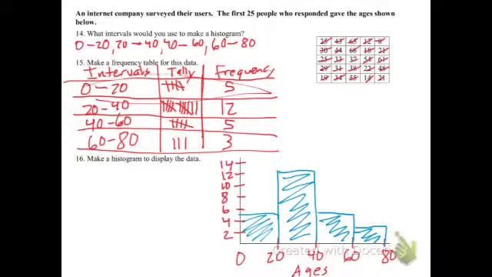Anyway, I counted out the numbers. I have this little box here. I marked them off as I counted them, and it comes out with the frequency of 5, 12, 5, and 3. And after you have that, you can make your histogram.